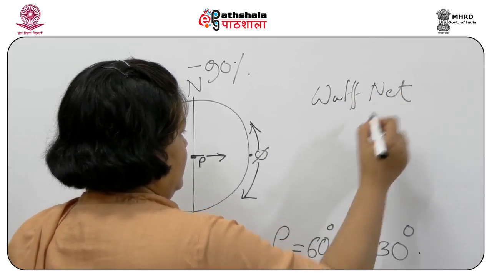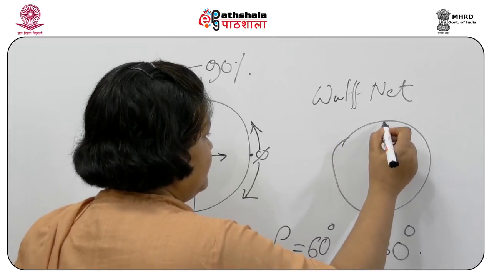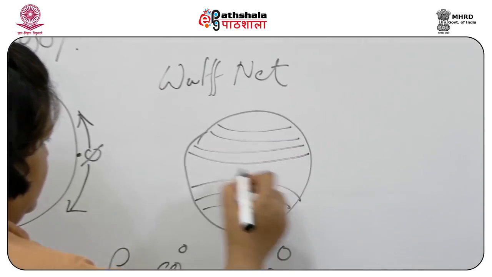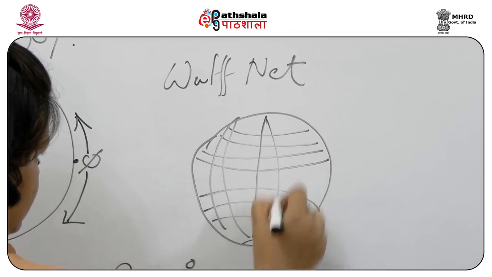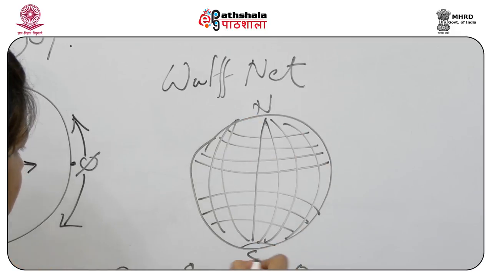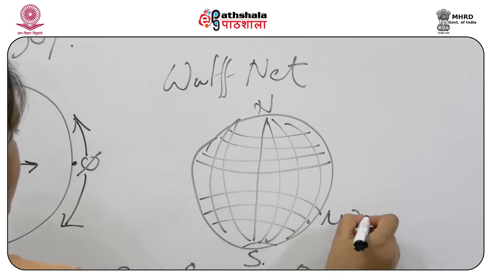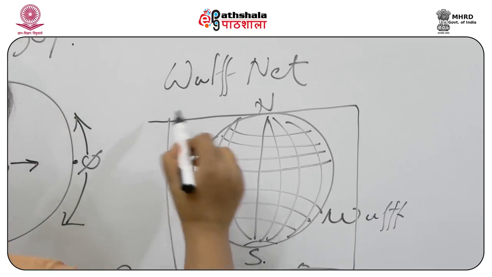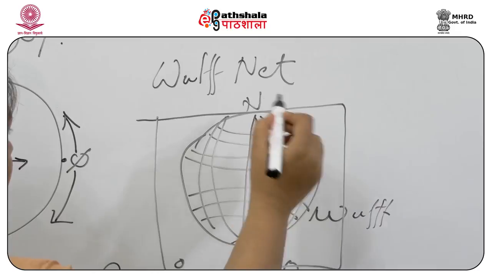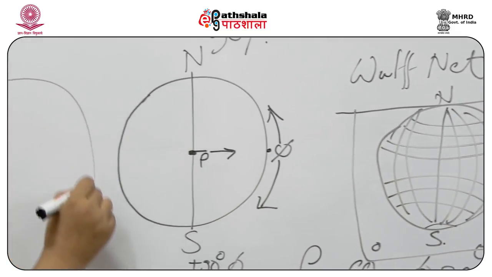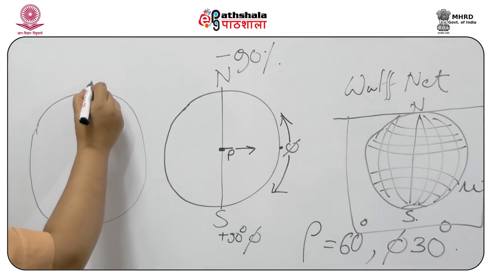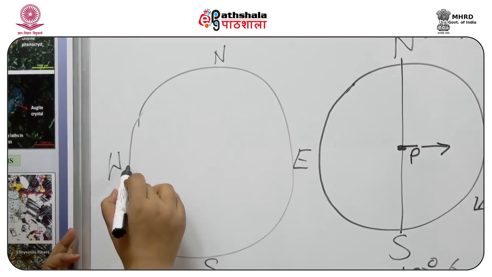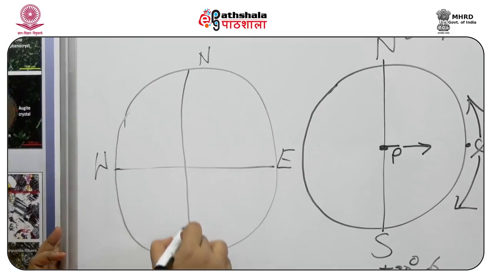I will first plot the Wulff net, wherein all the great circles will be marked like this, small circles are marked like this, great circles are marked like this, and this is the north and the south. This is my Wulff net. On top of it, I will place my tracing paper. I will trace out this Wulff net and produce a tracing marked as north and south here, and here I have the east direction and the west direction. So this is how I am roughly making a diagram.